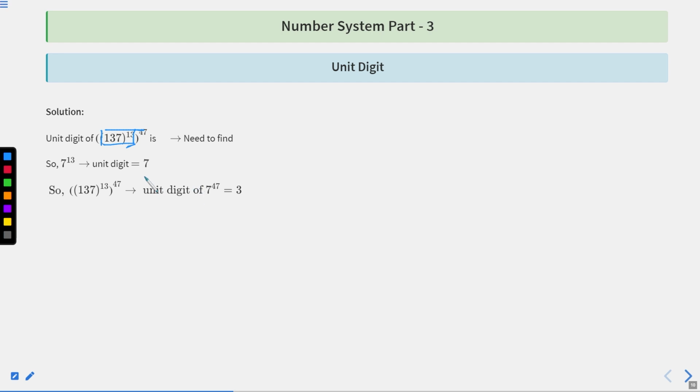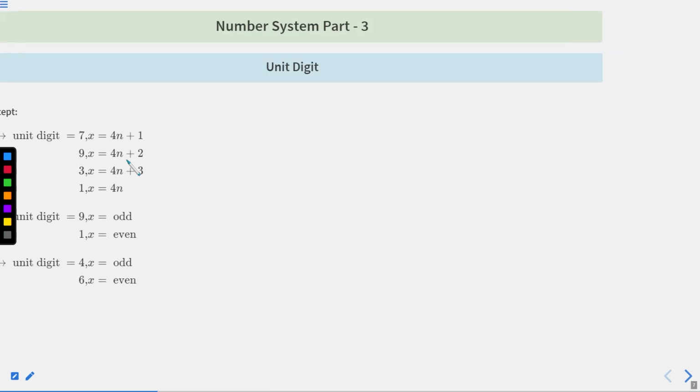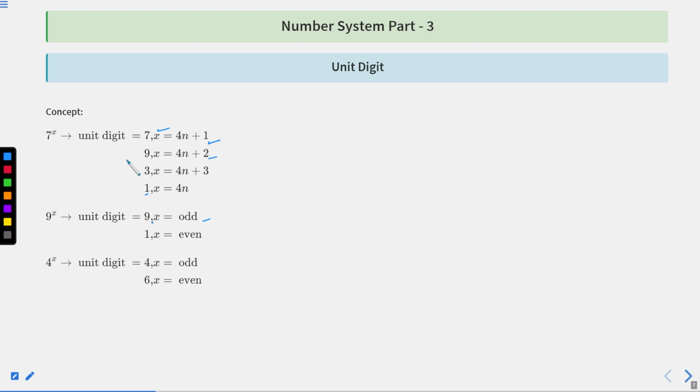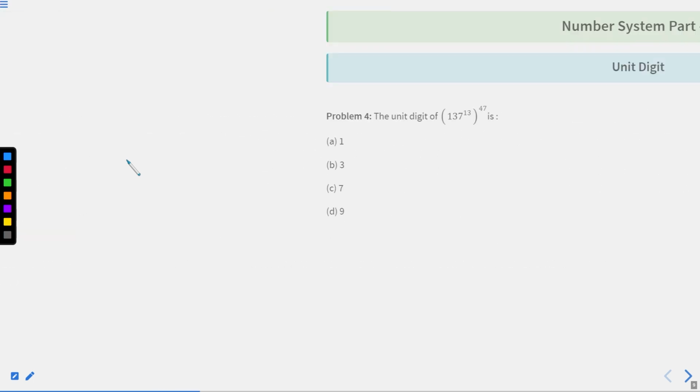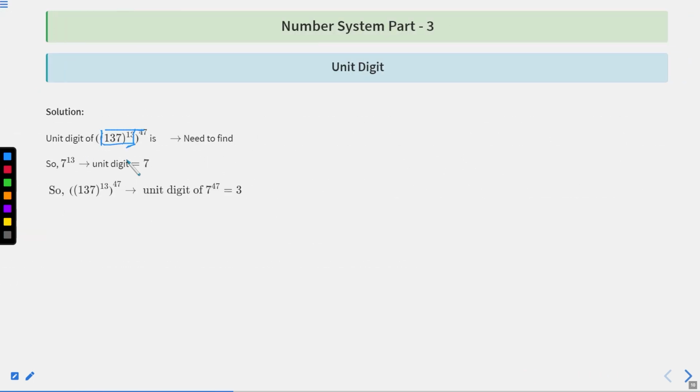As usual, we just use the result. When you divide 13 by 4, the remainder is going to be 1, correct? In that case, as we have seen, if the remainder is 1, then your unit digit will be 7. So the unit digit is 7. Now you know that the unit digit of this number is 7.